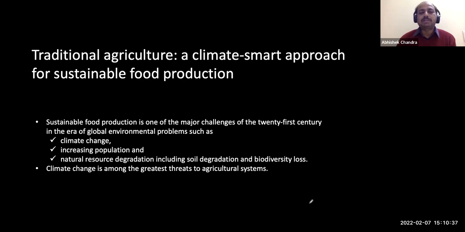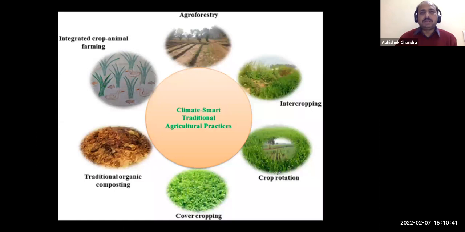Climate change is among the greatest threats to the agriculture system. The climate smart traditional agriculture practices involve agroforestry, interaction between crop and animal in the farming system, and traditional organic composting, that is, how farmyard manure is made. Nowadays it is changing because farmers are not getting as much farmyard manure, as they are not using cattle and depending on them. So they shift towards vermicomposting and crop cover, because it is important when the soil is bare, as the soil respiration is released, since most of the soil organisms are present there.